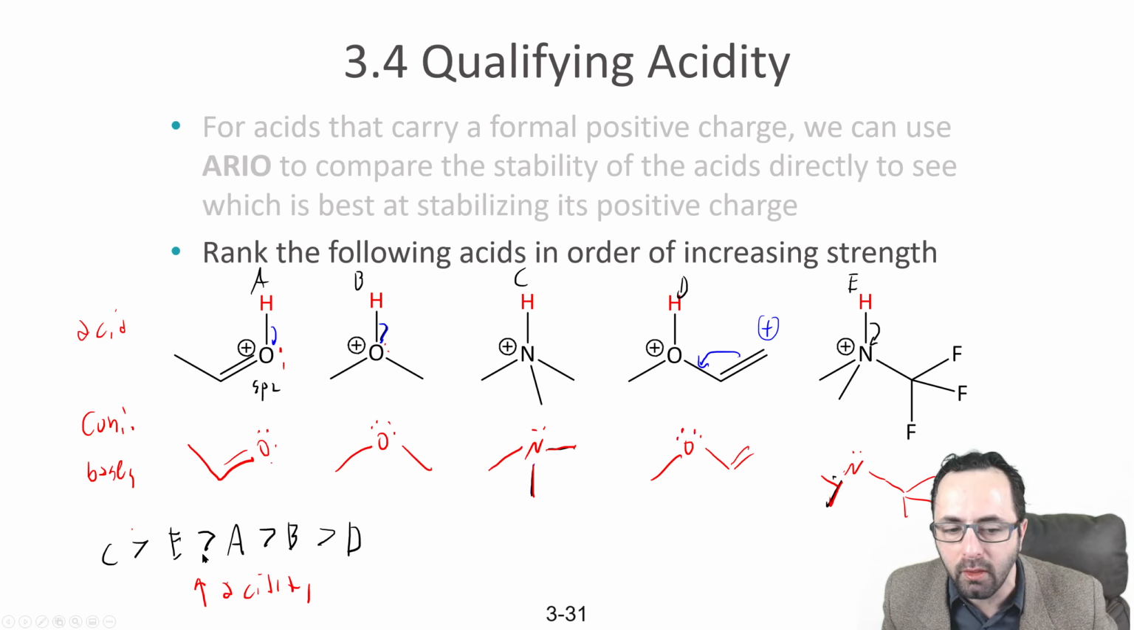And so this is the order from the least acidic to the greatest, E being the greatest acidity, the least stable of these positive formal charges.